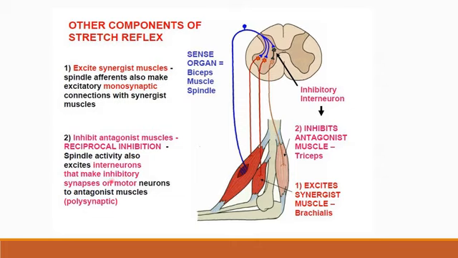Spindle activity also excites interneurons that make inhibitory synapses on the motor neurons to antagonistic muscles. So these are the antagonistic muscles, so this will be having the inhibition. So it inhibits the antagonistic muscle triceps, and it excites the synergist muscle brachialis, so that when the limb is flexing, this should not be in active contraction phase. So this antagonist muscle, that is triceps, should be in relaxing phase so that the flexion of the muscle takes place. So these are the other components of stretch reflex.